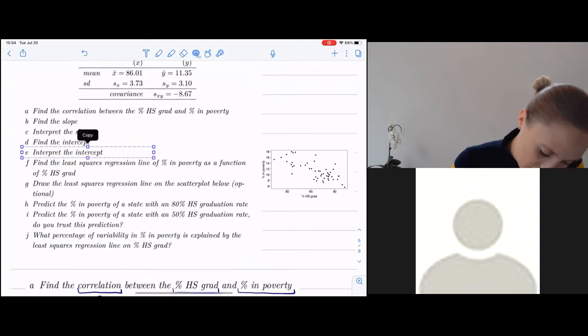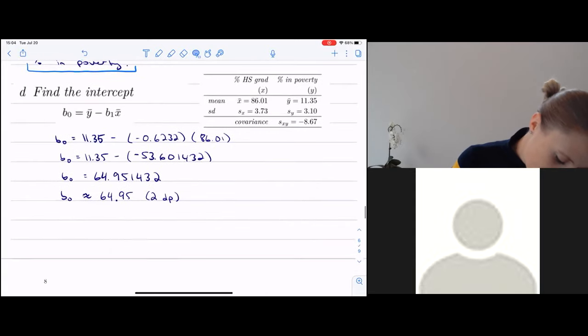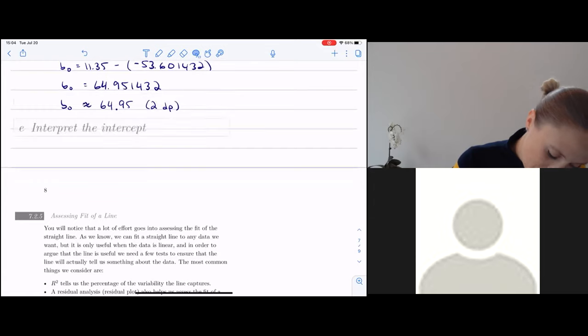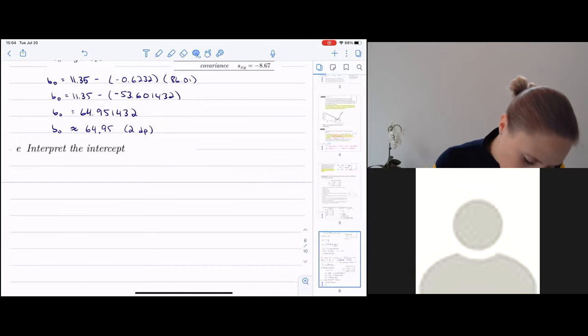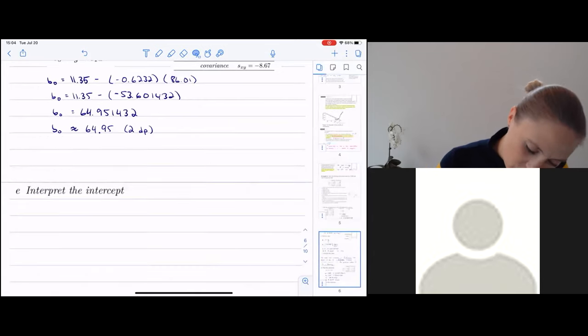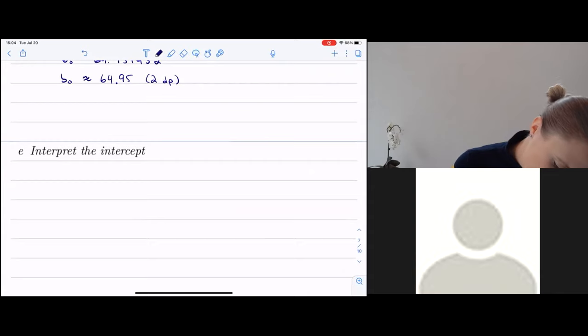So now it's time to interpret the intercept. And I want to add something here that I don't always ask, but sometimes I ask it, and it's worthwhile knowing what's going on, right? So let's see here, I'll put it on a fresh page. After I get you to interpret the intercept, I might also ask, is it meaningful? Okay, so is it meaningful?